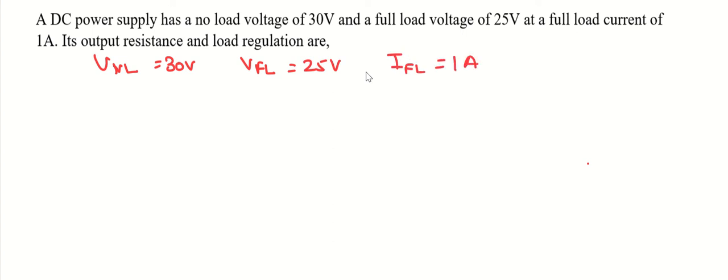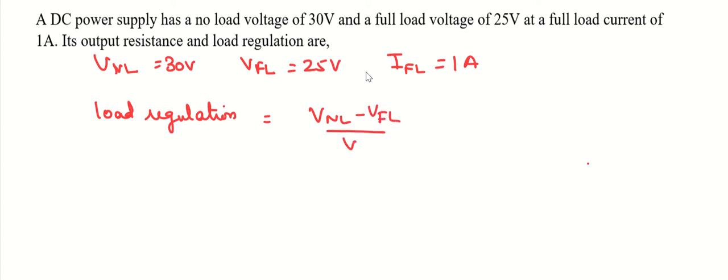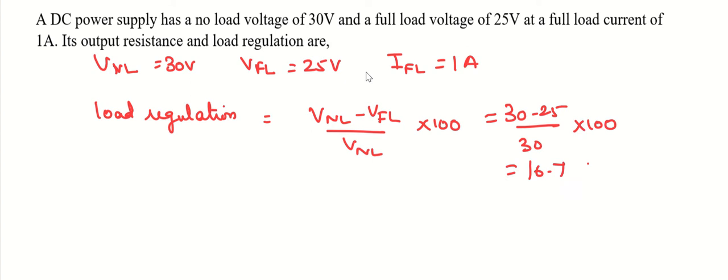The voltage regulation is represented as, there is a load regulation. Load regulation is equal to no load minus full load divided by no load into 100. Okay, so it is equal to 30 minus 25 divided by 30 into 100. We will get 16.7 percentage. This is the load regulation.